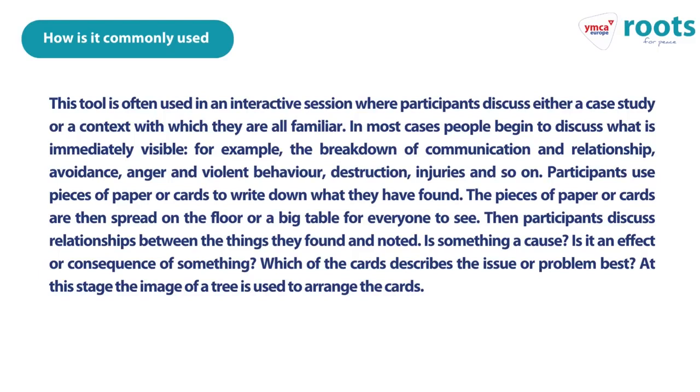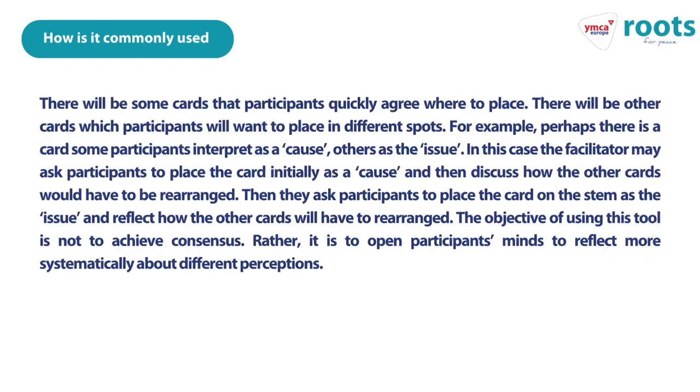Then participants discuss relationships between the things they found and noted. Is something a cause? Is it an effect or consequence of something? Which of the cards describes the issue or problem best? At this stage, the image of a tree is used to arrange the cards. There will be some cards that participants quickly agree where to place. There will be other cards which participants will want to place in different spots.